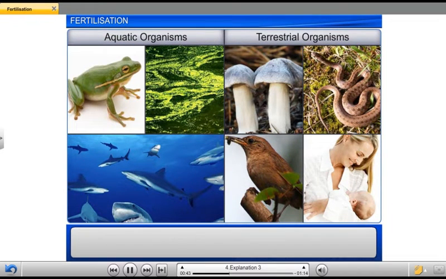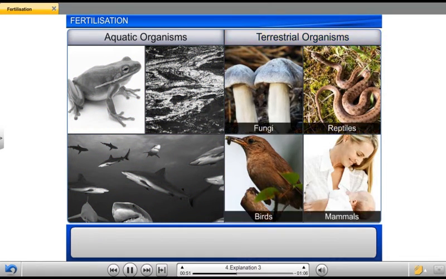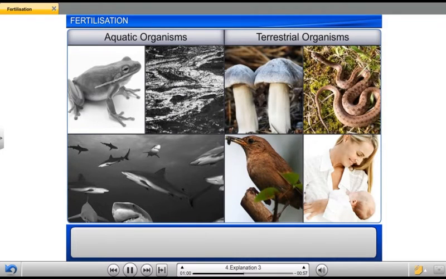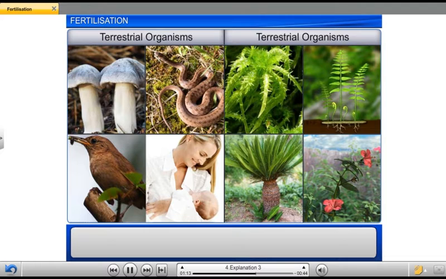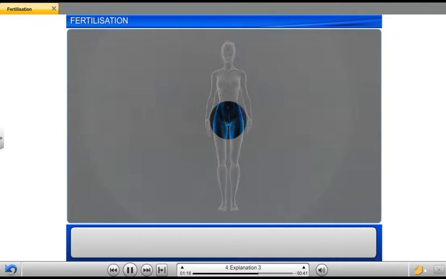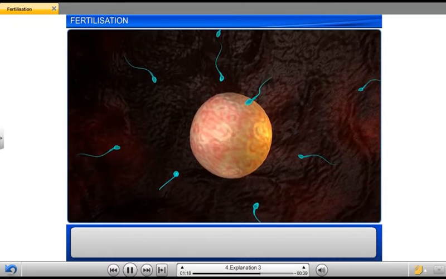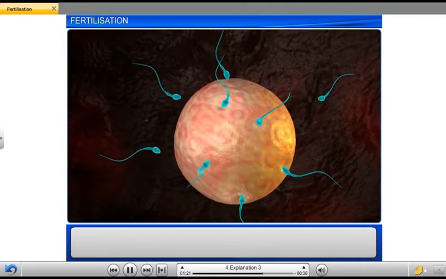While external fertilization is common in aquatic organisms, internal fertilization is common in terrestrial organisms, including fungi, reptiles, birds, mammals, and in a majority of plants, including bryophytes, pteridophytes, gymnosperms, and angiosperms. In internal fertilization, the fusion of gametes occurs inside the body of the female.